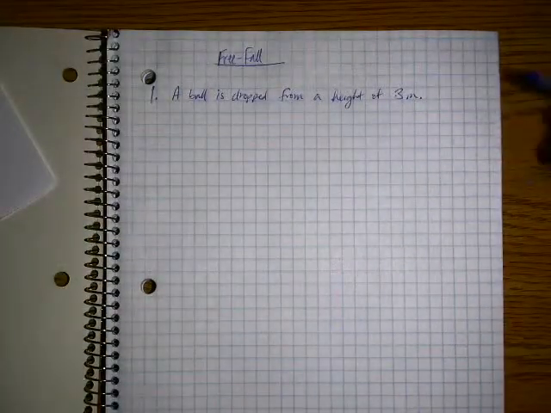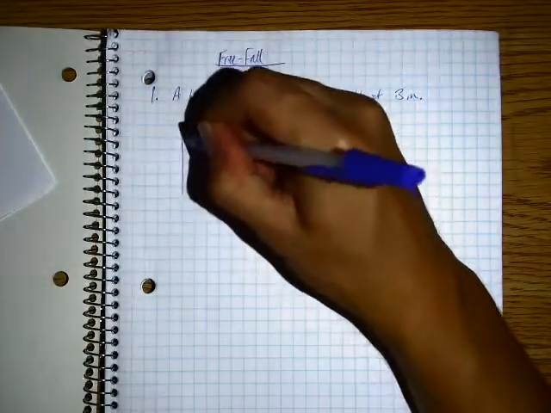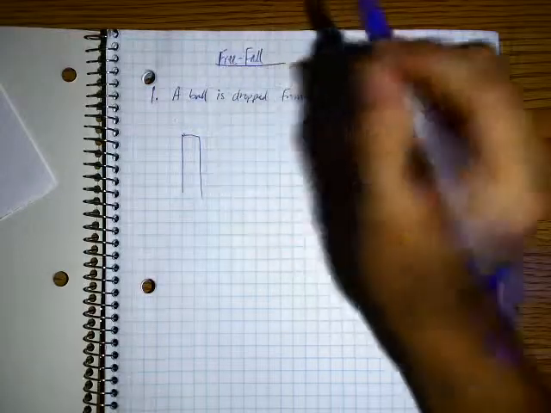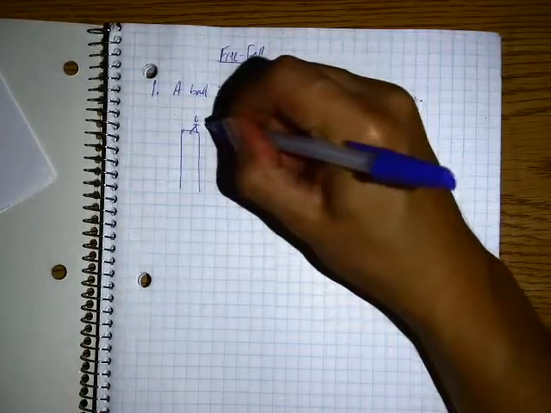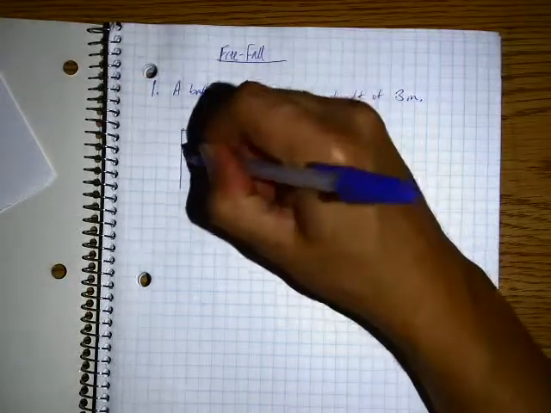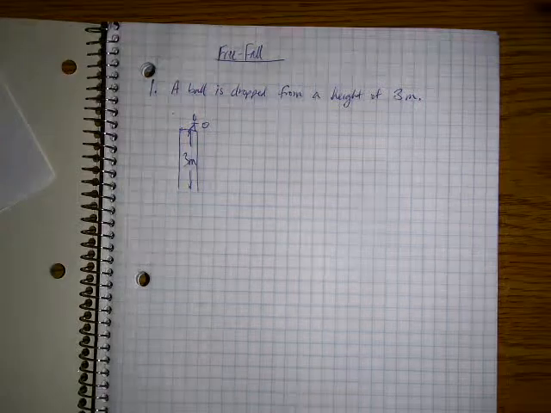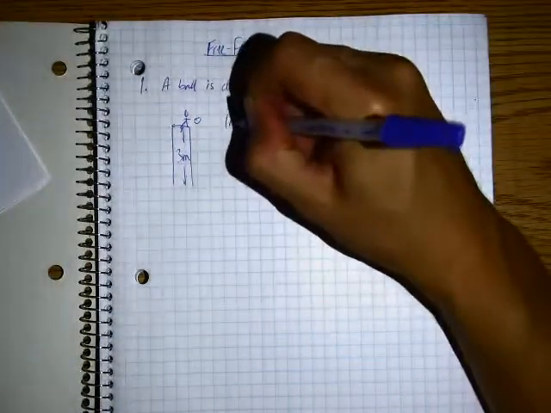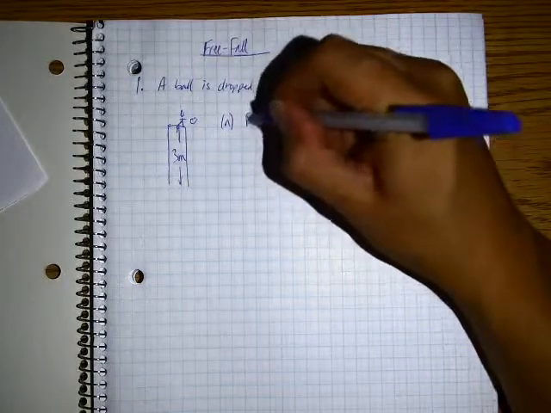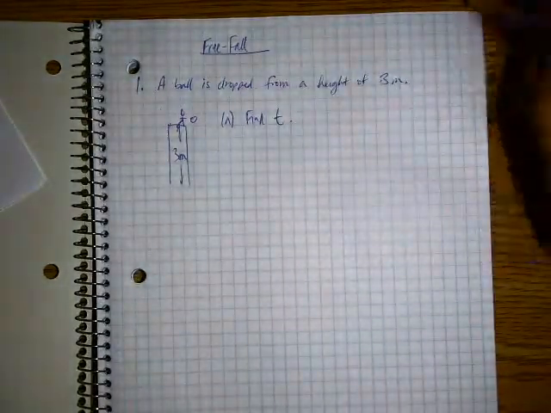So, how do we go about solving one of these? We just have to remember some basic assumptions. Let's say you're standing on something that's 3 meters tall, and you drop a ball, so this height is 3 meters. A very common question is, how long does it take to hit the ground? So the question we're looking at is to find t, the time it takes to hit the ground.